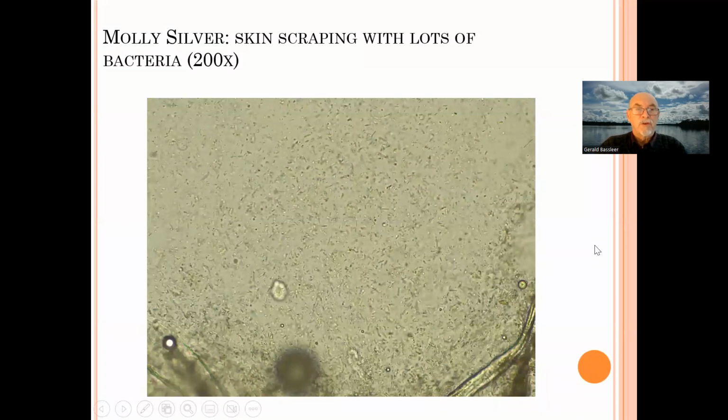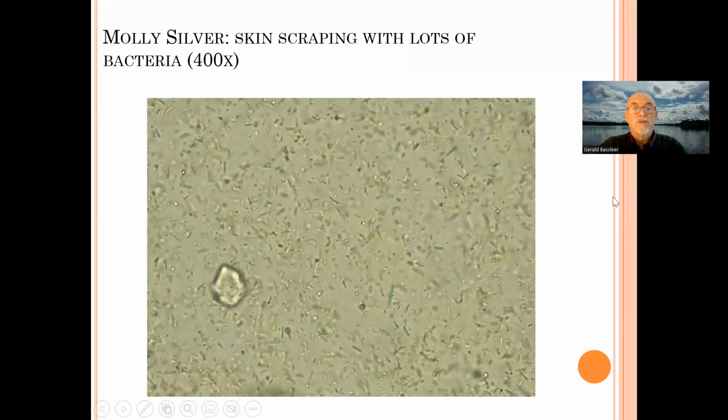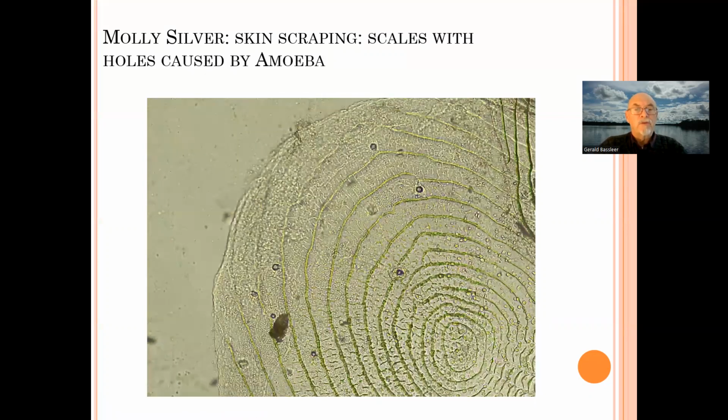And then you also see on the scraping those thousands of bacteria as little sticks or little spots on the skin scraping. Here it's at 400 magnification. You see a lot of bacteria, which was of course causing a problem on the skin.